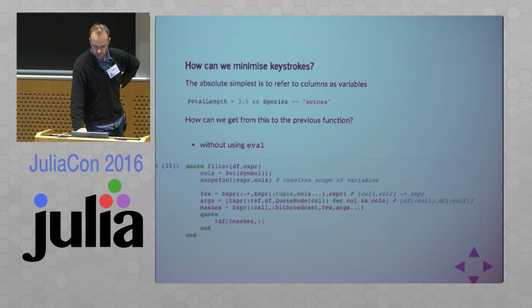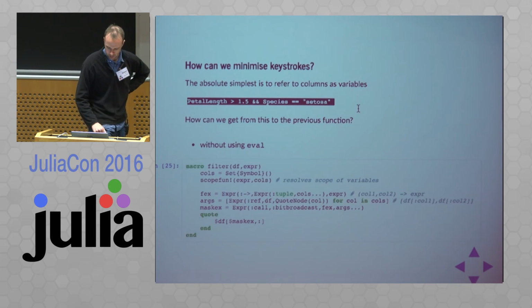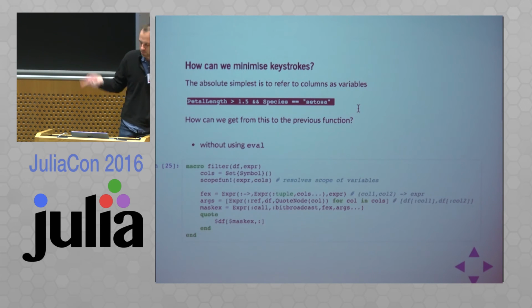The next question is, how can we minimize keystrokes? The simplest way to write that sort of where expression that I could think of is exactly what I had earlier. So how can we get from this to what I had previously? And more importantly, how can we do that without using eval, because eval is evil.